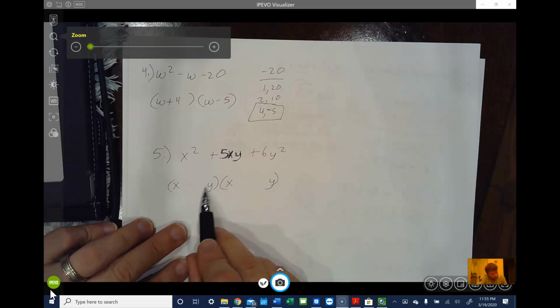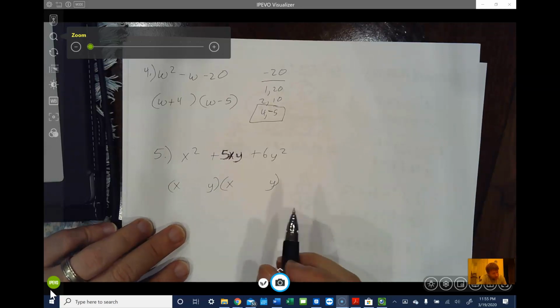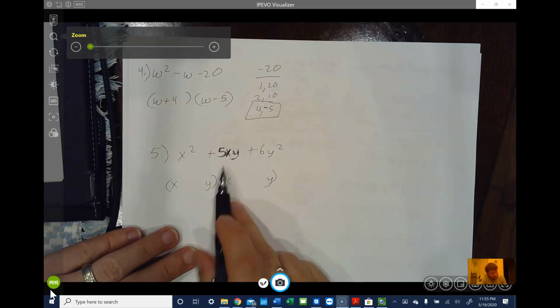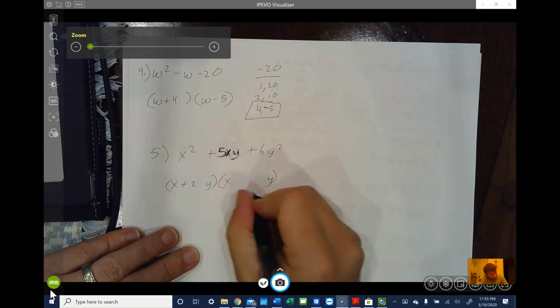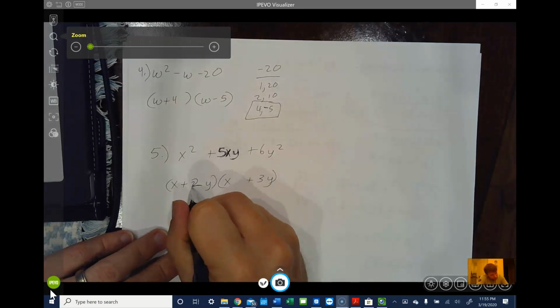Now all you have to do is figure out what number goes in front of the y to multiply to get 6 and add to get 5. What two numbers can multiply to get 6 and also add to get 5? A 2 and a 3. So this is the proper way to factor that.